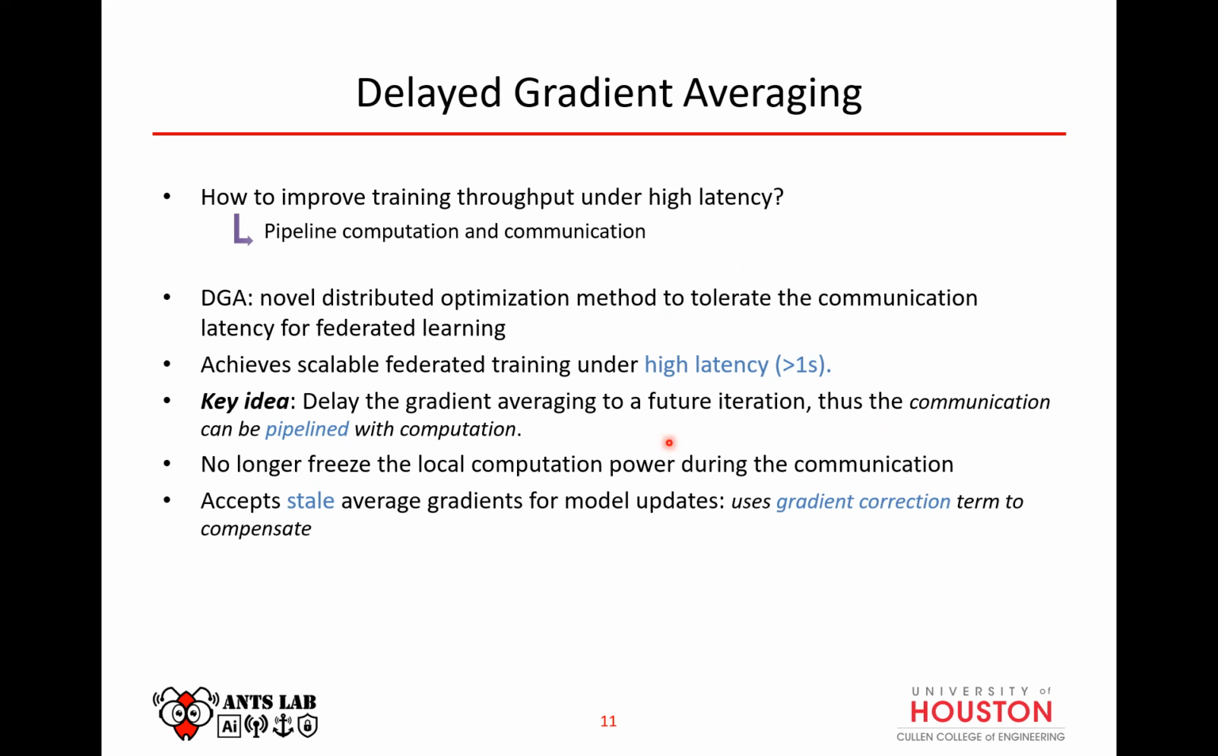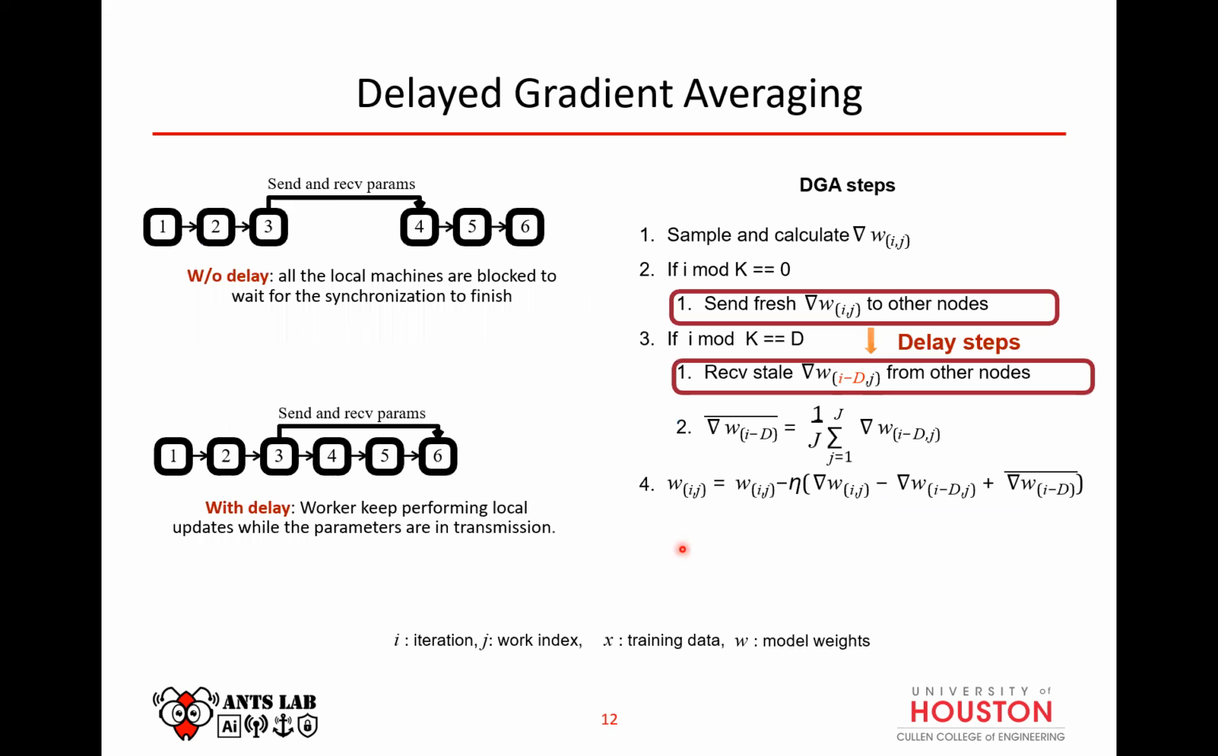Instead of doing the averaging at every time, you will delay it. I'll tell you more details about it in the following slides. You want to pipeline the communication and computation together, so you don't have to freeze the local computation power of your devices during the communication. The other advantage of this method is that it also accepts the stale average gradients for model updates, because it can use the gradient correction term to compensate for accepting the stale gradients. More details about how this works.